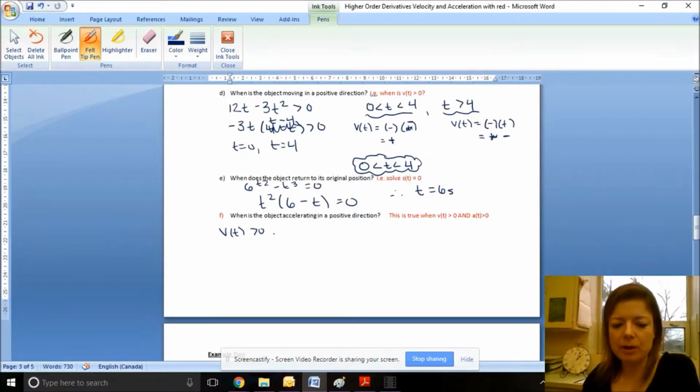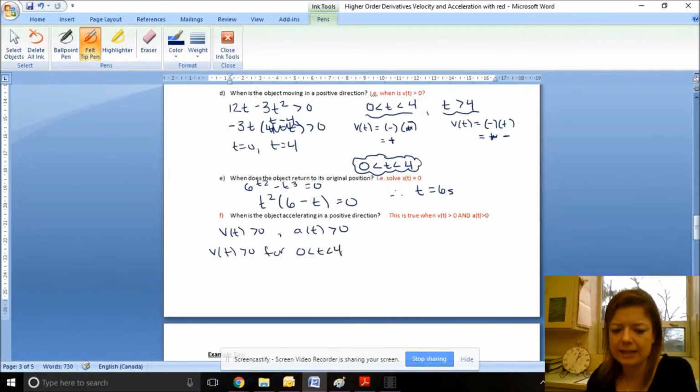Okay, so we go to part F. So our velocity is greater than 0 and our acceleration is greater than 0 is what we're looking for. That's when you know it's accelerating in a positive direction. Okay, so we know that v at t is greater than 0 for times between 0 and 4 seconds. But what about acceleration?